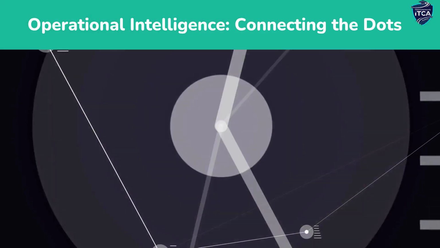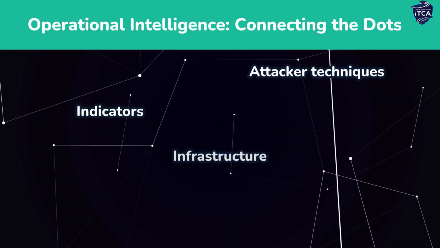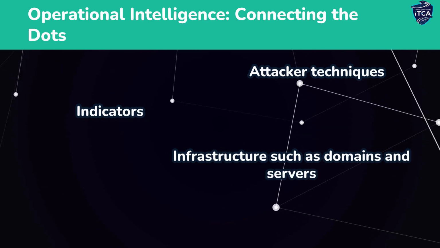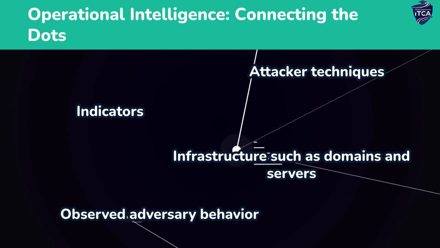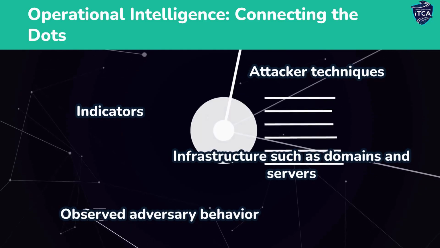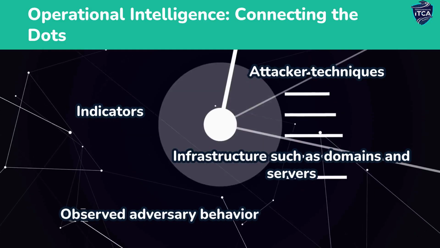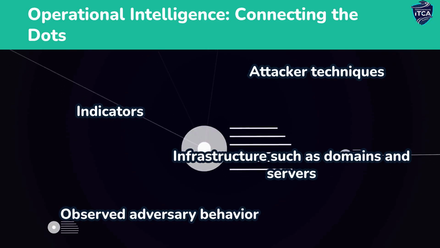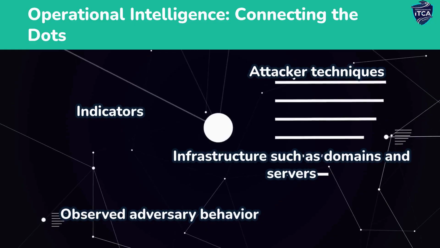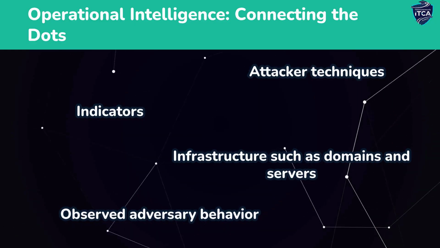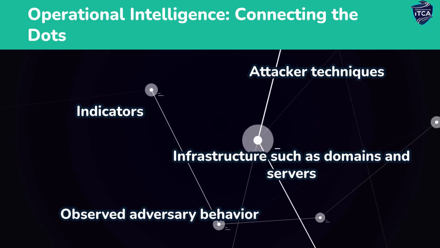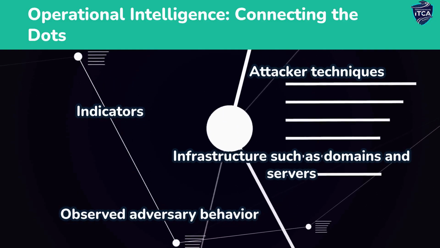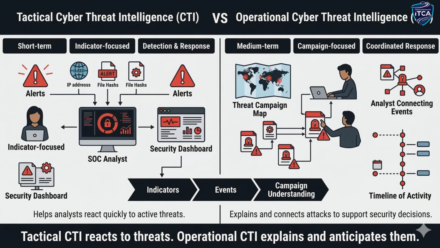Operational intelligence connects indicators, attacker techniques, infrastructure such as domains and servers, and observed adversary behavior into a coherent story. Imagine seeing multiple phishing emails over several weeks, all using slightly different domains but the same writing style, the same delivery method, and the same type of malware. Tactical intelligence might block each domain one by one. Operational intelligence recognizes that all of these events are part of the same campaign. This leads us naturally to the difference between tactical and operational threat intelligence.